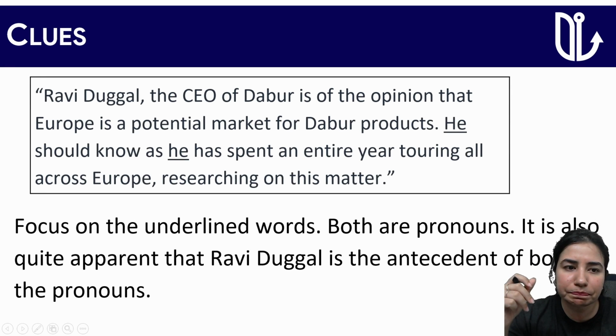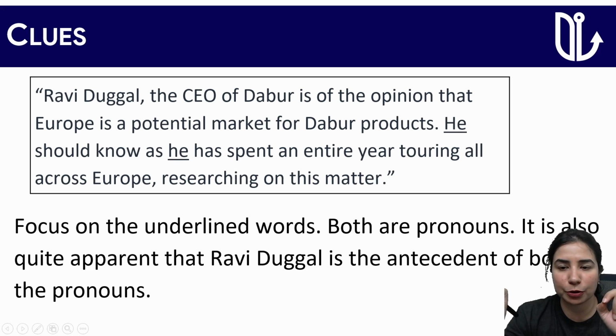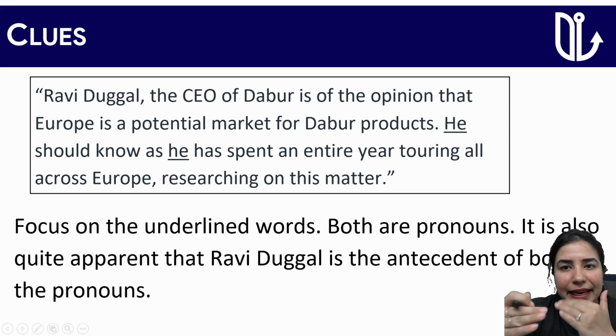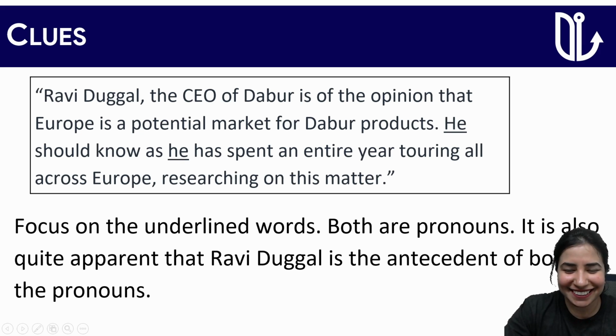Let's take a look. Suppose these two statements were in random order. Ravi Duggal, the CEO of Dabur, is of the opinion that Europe is a potential market for Dabur products. He should know. So you clearly know that he is referring to Ravi Duggal. If the "he" had come before, you would be looking for what statement you can insert before it so that you get clarity on what he is pointing to. So in order to establish mandatory pairs, pronouns can be used really nicely, right?